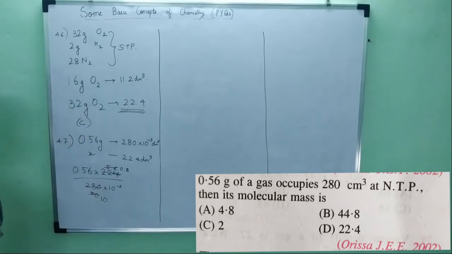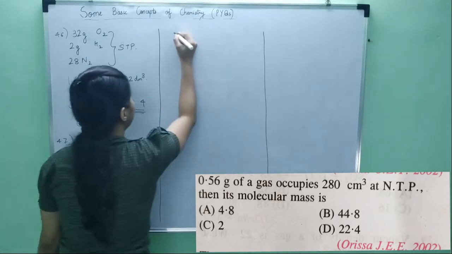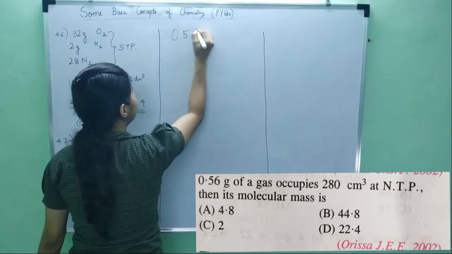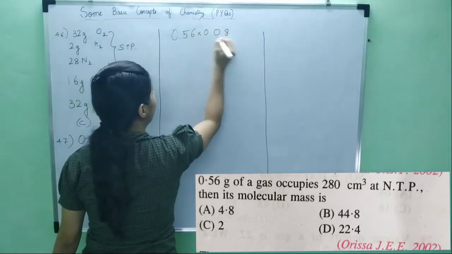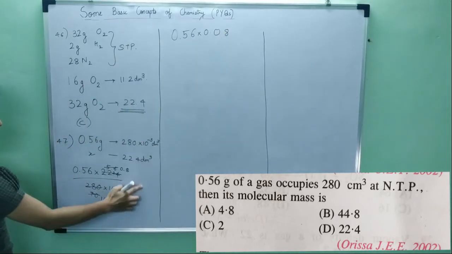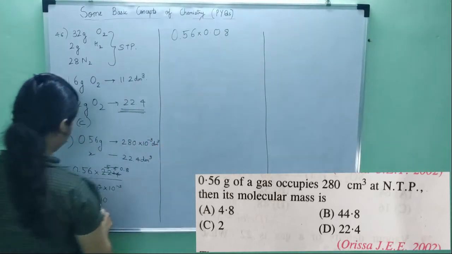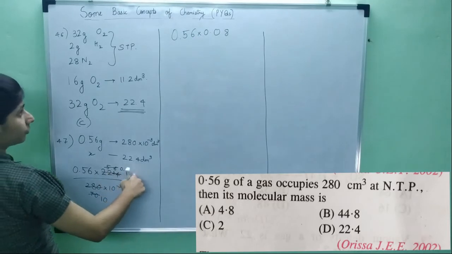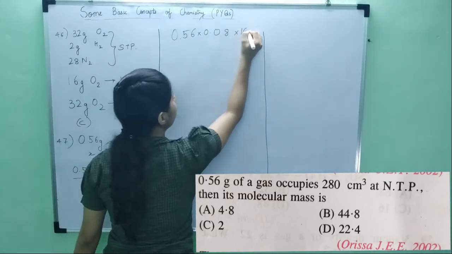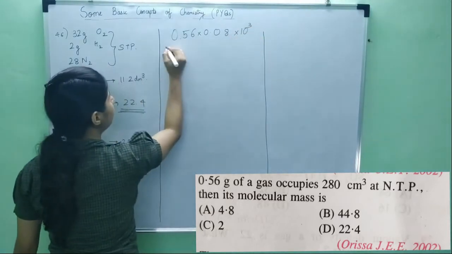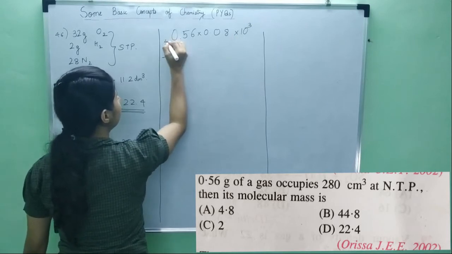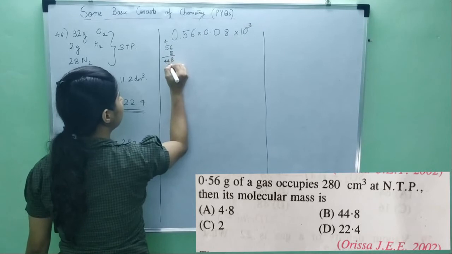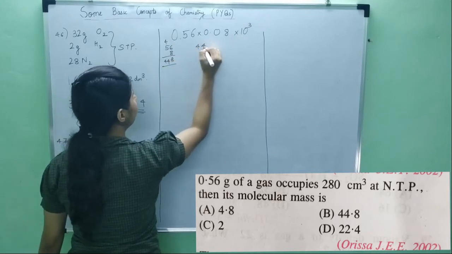Right? So this is what? 0.56 into 0.08. And 10 to the power minus 3 goes as 10 to the power 3. And this 10 is also divided, so 0.08. So 10 to the power 3, right? So I have to just multiply 56 and 8. So this comes out to be 448.